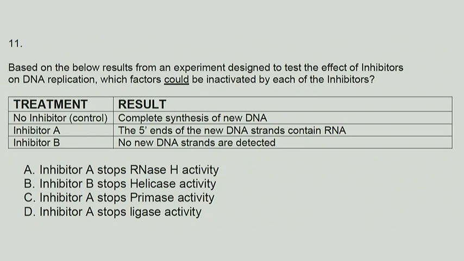So inhibitor B, you get no new DNA synthesis, right? And the question is, which factors could be inactivated by each of the inhibitors? If inhibitor B inactivated helicase, this is exactly what you would see. You would see no new DNA synthesis because you need to peel those strands apart in order to do any DNA synthesis.